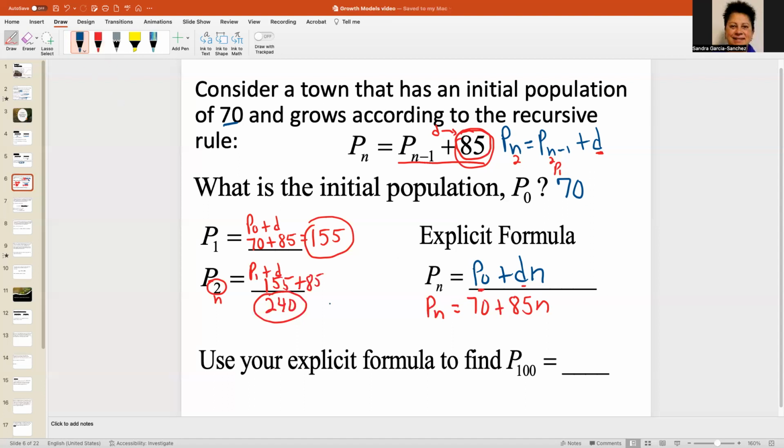However, the next problem is to find P of 100. So that would be P sub 0, which is 70, plus D, which is 85, times n, which in this case is 100. So that would be 70 plus 8,500. So P of 100 is going to be 8,570. And that's the way to use the explicit formula to find P of 100.